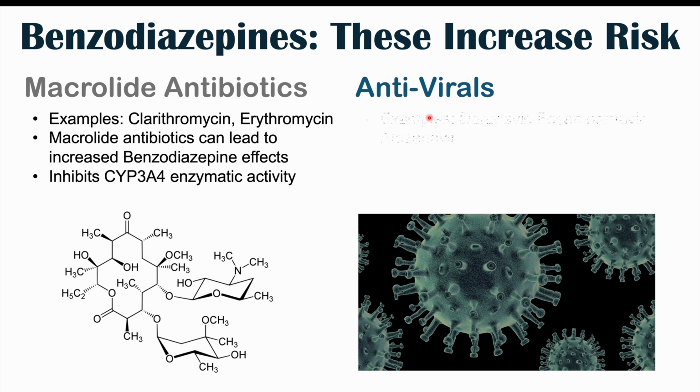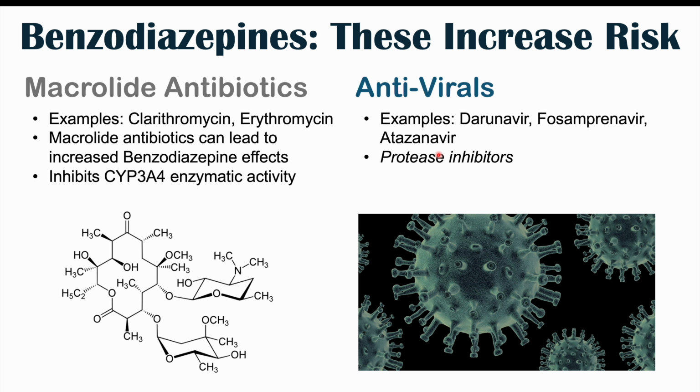Antiviral medications can also have effects on benzodiazepines. These include darunavir, fosamprenavir, and atazanavir. These are more specifically protease inhibitors, and they're used as treatments for HIV infections. And these protease inhibitors will have similar effects as the macrolide antibiotics by inhibiting CYP3A4 activity and leading to higher levels of benzodiazepines than is appropriate.